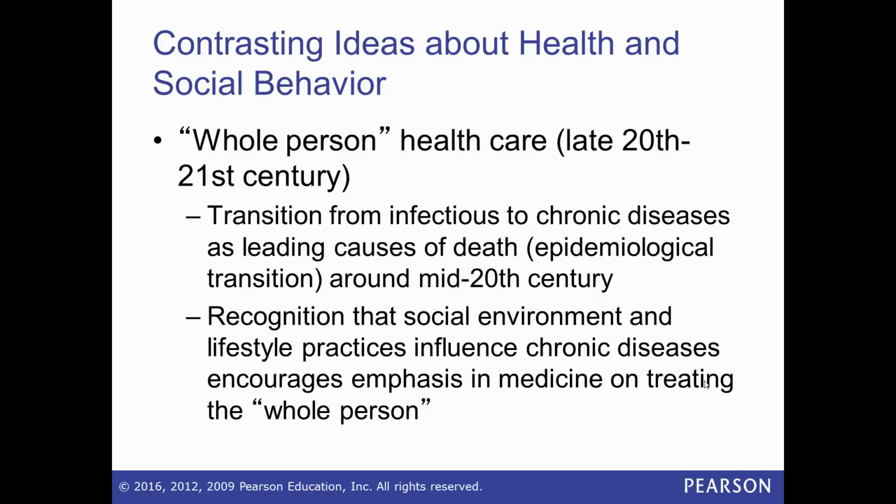cancers, things like this. And so the recognition that the social environment and the lifestyle practices influence chronic diseases encourages emphasis in medicine on treating the whole person. See, simply focusing on pathogens at this point has already been done, really. We've already moved past it. We've had this epidemiological transition. So in order to treat the population now, we're less worried about dying of cholera, more worried about complications from diabetes.